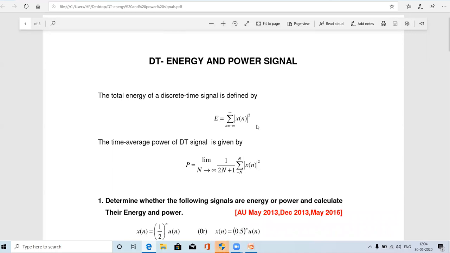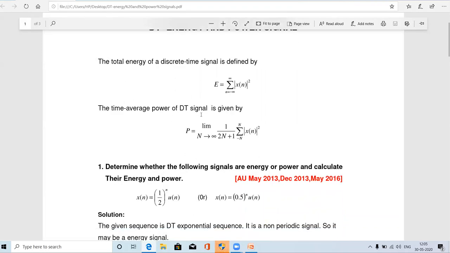The energy formula for the discrete signal is energy E equal to summation n equal to minus infinity to infinity of modulus of x of n the whole square. If it is a continuous time signal, instead of this summation there would be an integration from minus infinity to infinity of x of t the whole square. So for a discrete time signal, the integration is converted into summation. In a continuous time signal the variable is small t, and here the variable is small n. This is the important thing.